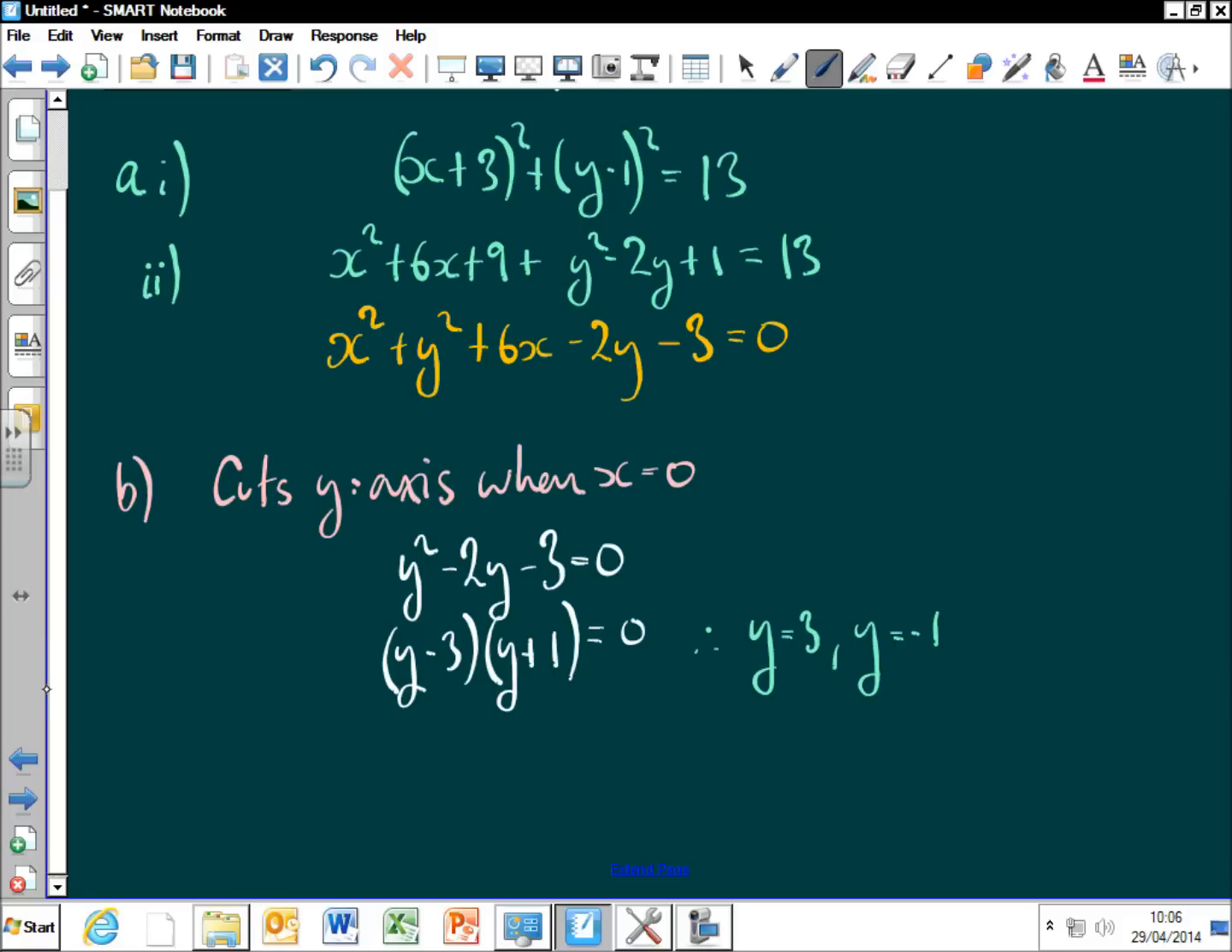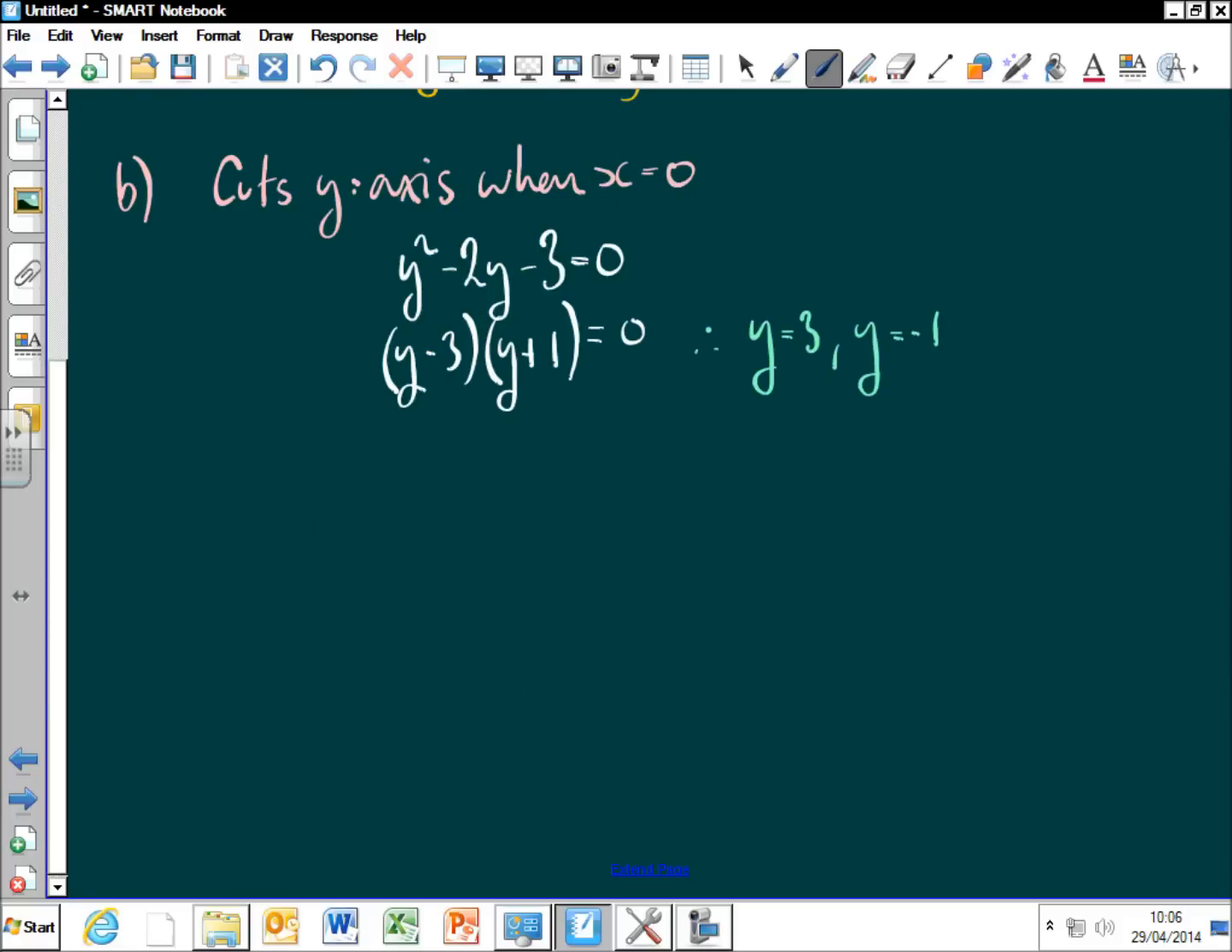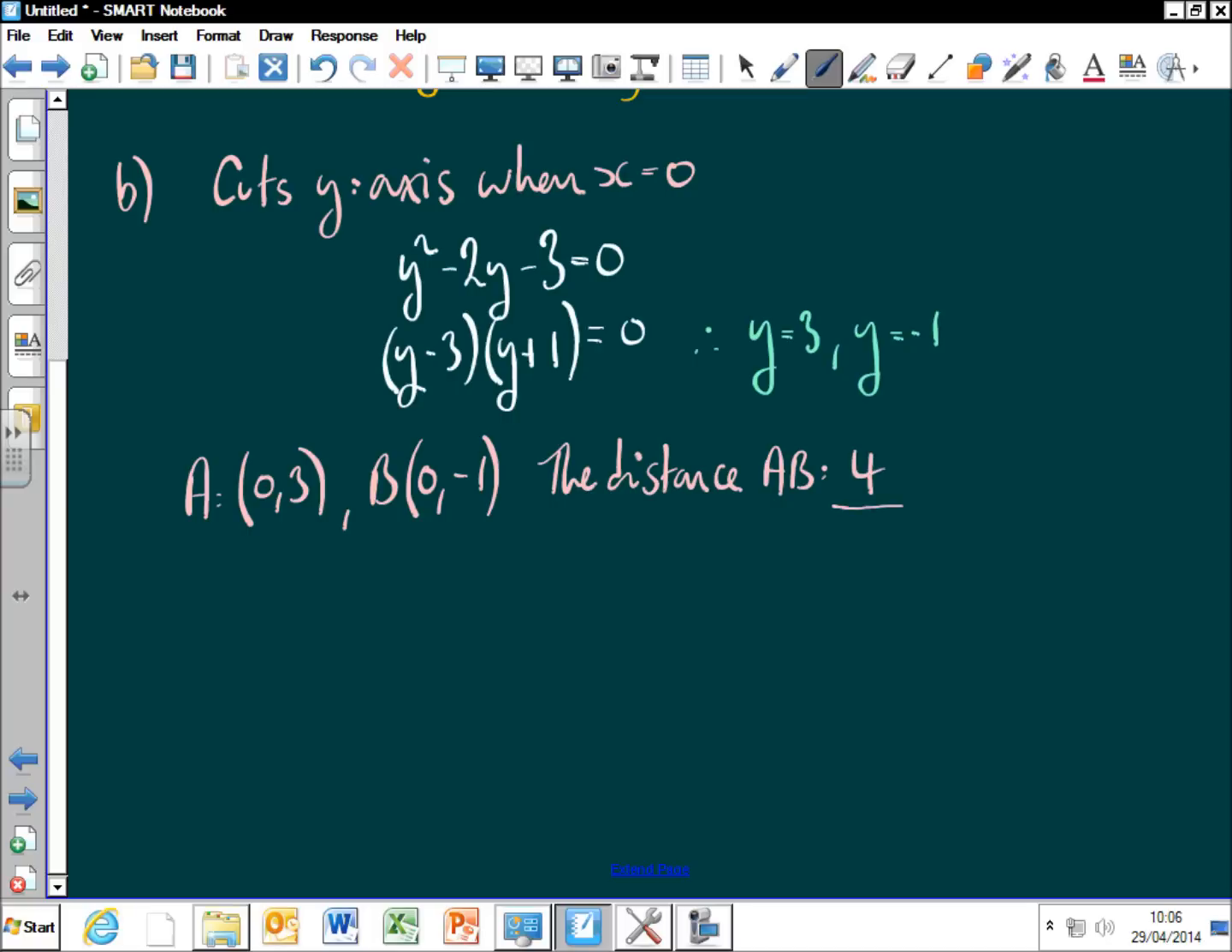Okay, and if you think about it, the points A and B, let's just make it more explicit. Point A, we can say, has the coordinates 0, 3, because it's got an x coordinate of 0, and point B has coordinates 0, minus 1, because that's where it cuts the y-axis. So the distance AB has got to be 4. Okay, the distance from 3 to minus 1 is 4. Okay. Next thing, part C.